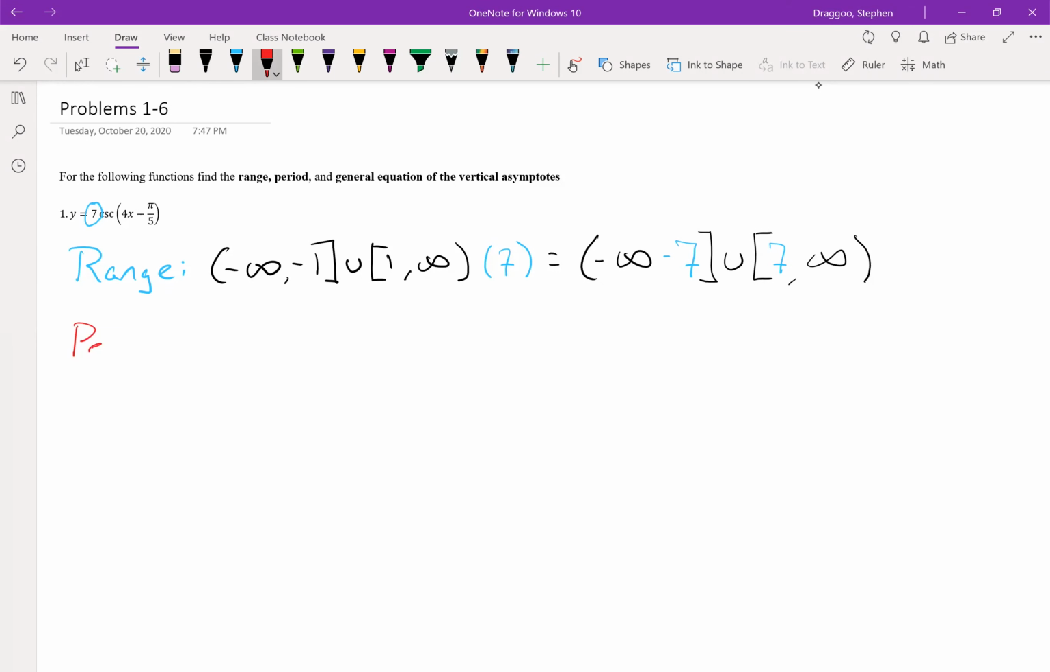The period actually hasn't changed from the way that we calculated the period for sine and cosine. I just want 2 pi divided by b. So 2 pi over 4, which simplifies to pi over 2.